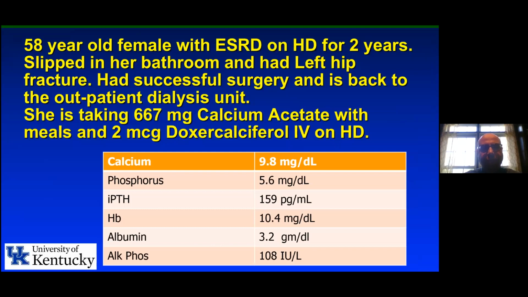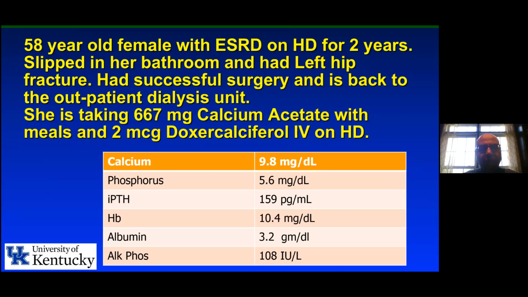So this is a very common scenario we can see all the time in our dialysis unit. She's a 58-year-old female. She has end-stage kidney disease. She has been on dialysis for the last 2 years. She had a fall in her bathroom, and she fractured her left hip. She had a surgery, and the surgery was successful. And she came back to our hemodialysis clinic for her regular 3 days a week dialysis. She is on calcium acetate and doxercalciferol, the Hectorol, a vitamin D analog.